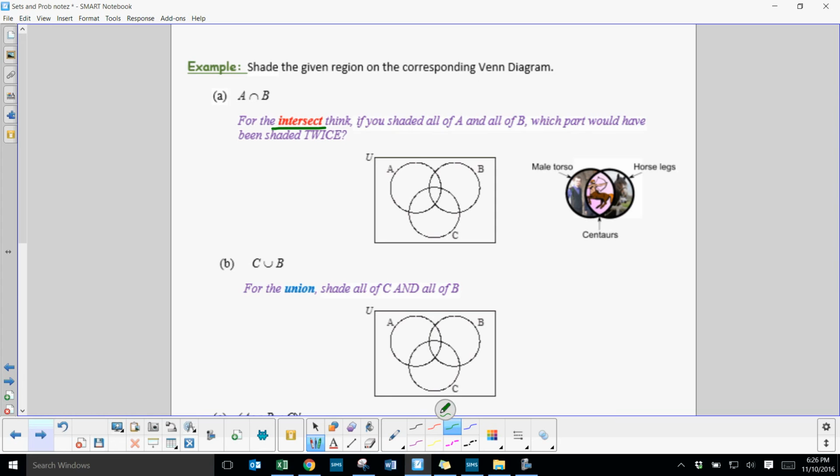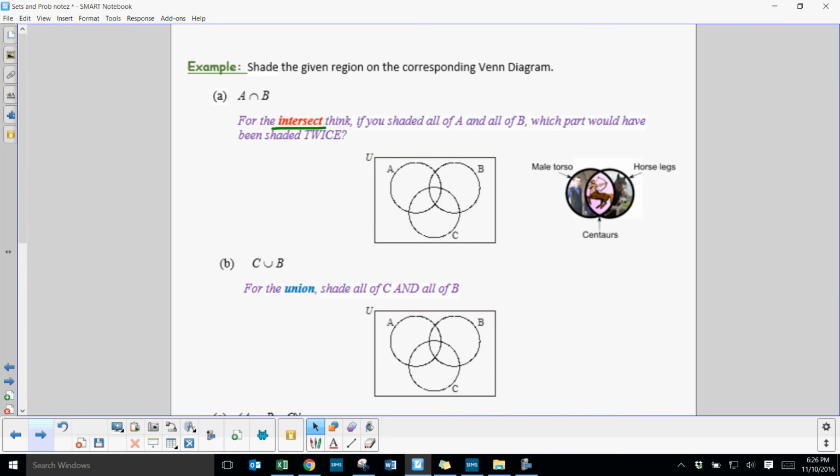So for the intersect, think if you shaded all of A. Let's do this for example, demonstrating this to you. Don't do this now because I'm just doing a demo. If you shaded all of A and all of B, try to think which section got shaded twice. And you'd be correct in thinking that the section shaded twice is this section right here. So don't shade anything just yet, because the answer is just the blue part.